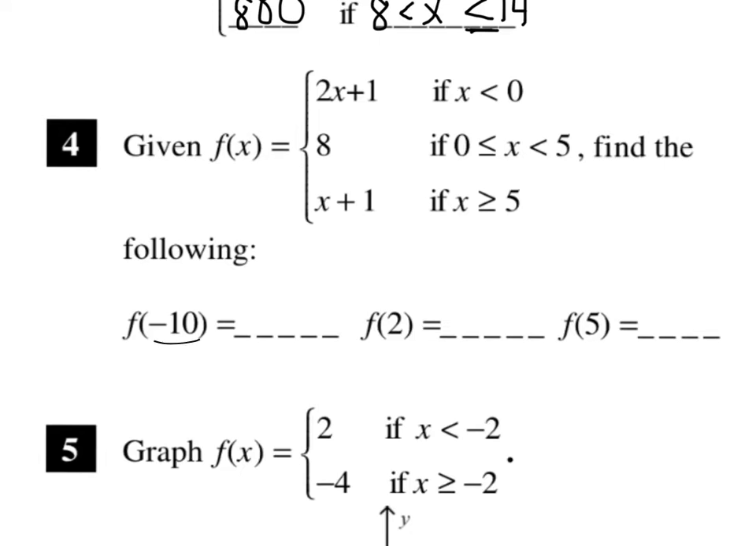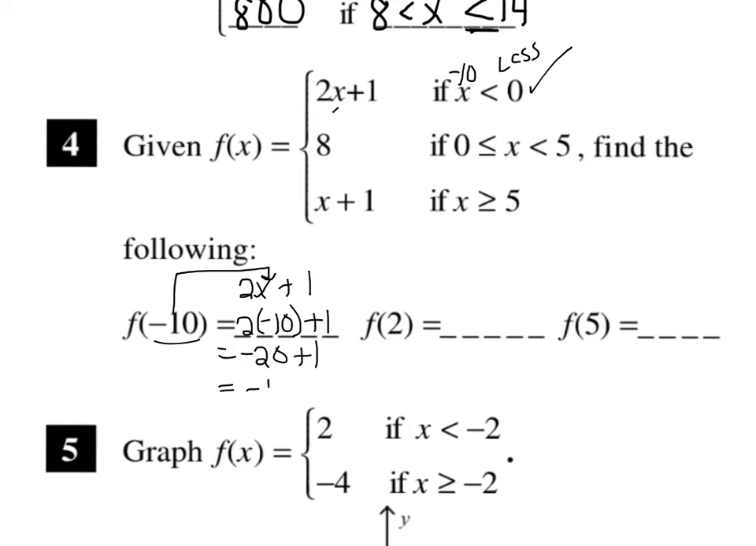All right, let's see where negative 10 fits for X. If I put a negative 10 right here, is negative 10 less than 0? Yep. So this is the equation we go with, 2x plus 1. But we have to plug the negative 10 in for x. So 2 times negative 10 plus 1. That's going to be negative 20 plus 1, which is negative 19.